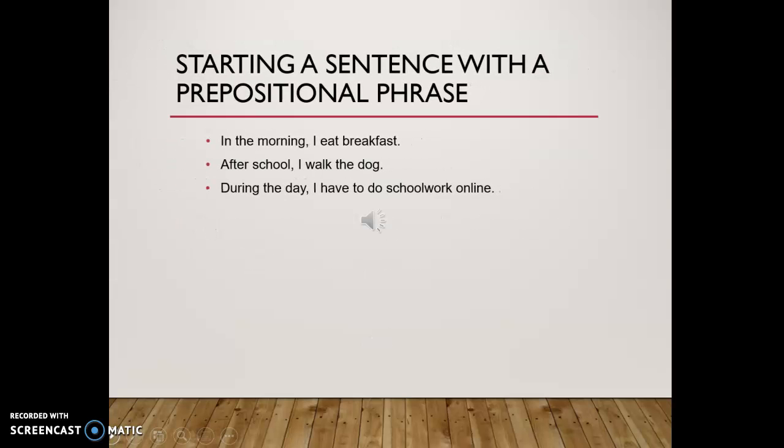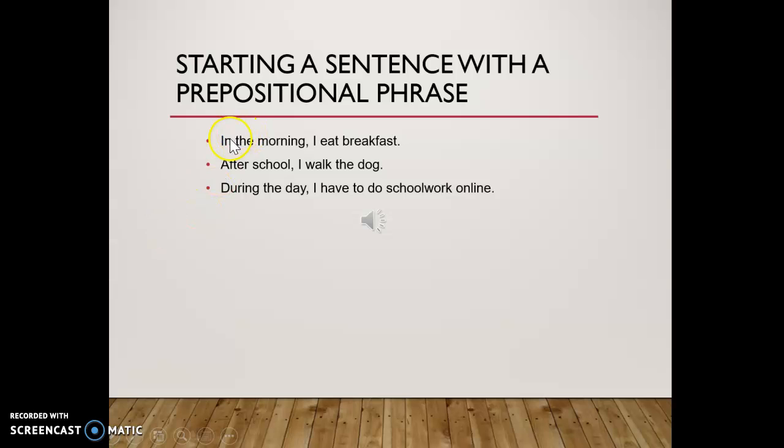We also use commas when we start with a prepositional phrase. Prepositions are words that show time and place. And they're the little words like in, after, and during in my examples. Another way you can check for them is Snoopy flew blank the cloud. What words fit in that sentence? Over, under, around, in, through, above. Yep, all those would work, and all those are prepositions.